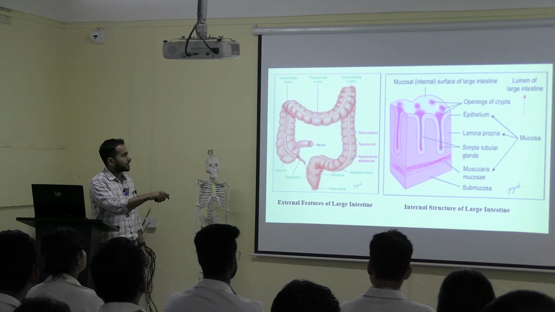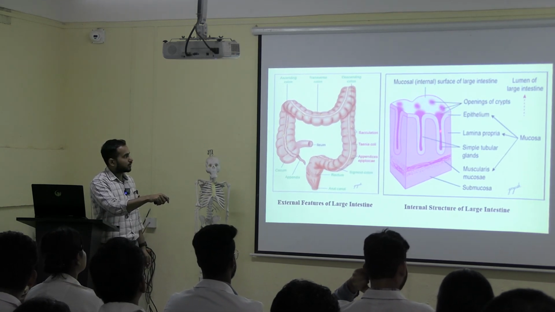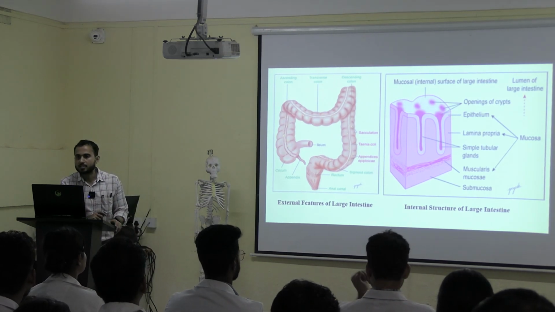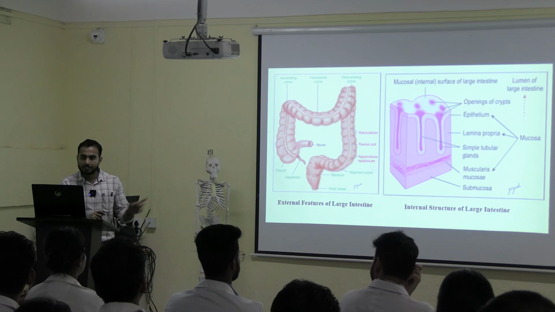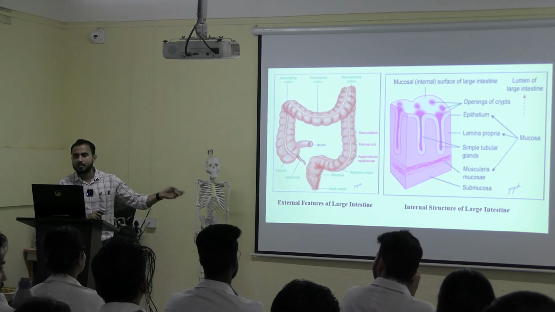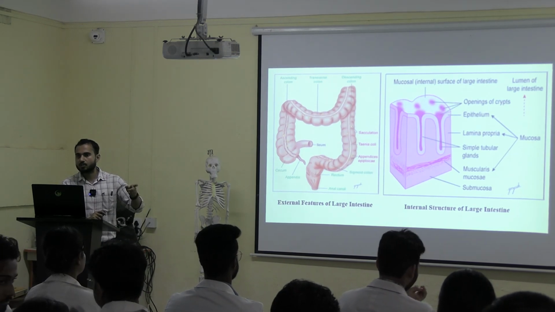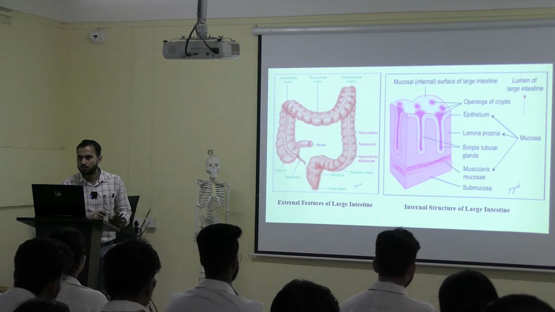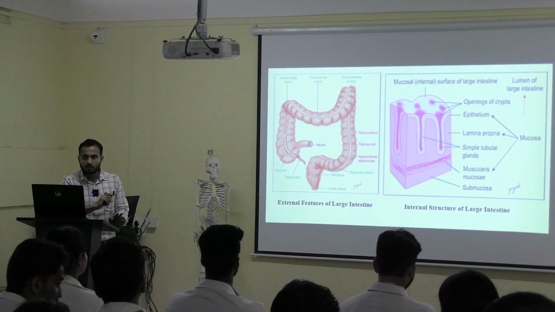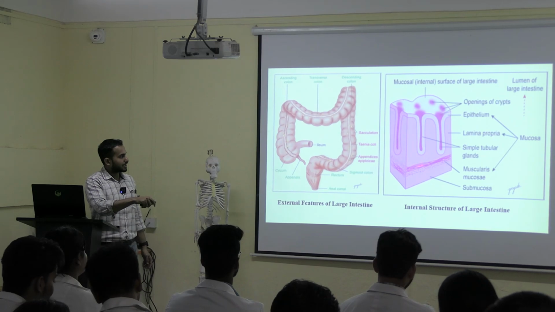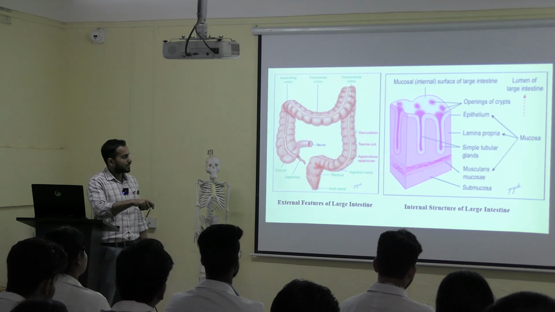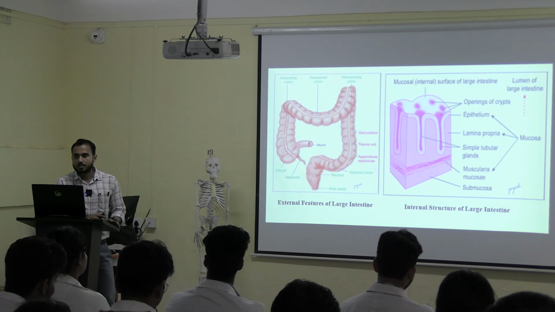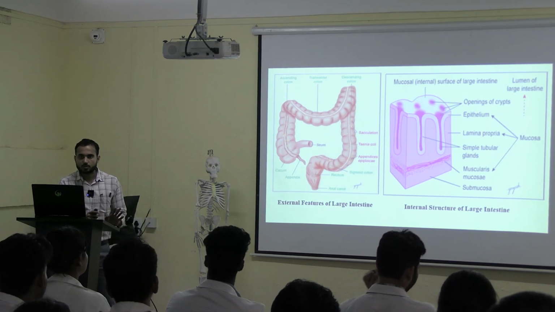Then you can see the opening of the crypts. It will go down to form the crypts. This one, the intestinal glands. But here in the intestinal glands, the M cells, Paneth cells, all those cells are not present. Only mucus secreting cells are there over here. Next, you can see the other layers: muscularis mucosae, then submucosa, below that muscularis externa, serosa. All those things will be present as usual.